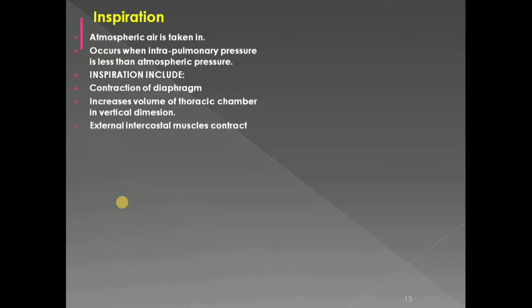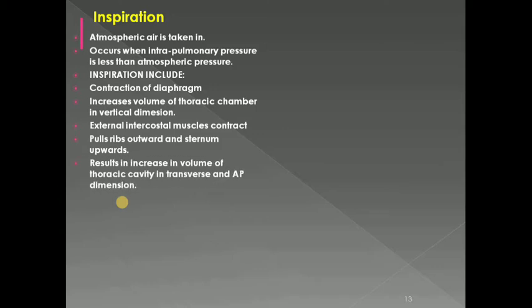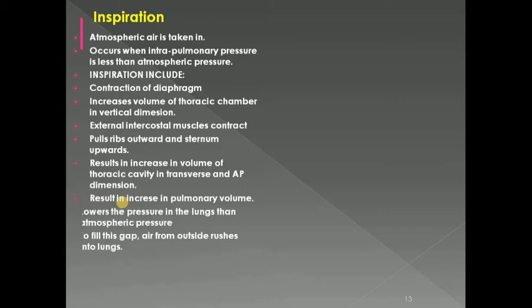The external intercostal muscles also contract, so they pull the ribs outward and the sternum upward, which results in an increase in the volume of the thoracic cavity in the transverse and the anterior-posterior dimensions. It results in an increase in the pulmonary volume. This lowers the pressure in the lungs below the atmospheric pressure. So to fill this gap, air from the outside rushes into the lungs. So this is what happens during inspiration.